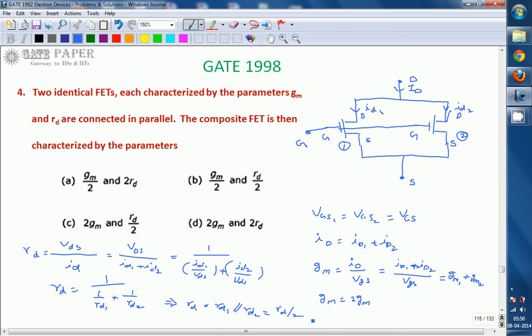The correct answer for us is C. 2 gm and RD by 2 is the answer.